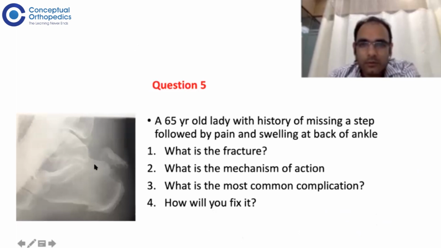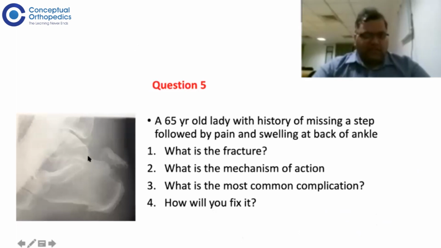Yeah, this is the next station. We have been shown a radiograph, and the history given is a 65-year-old lady with a history of missing a step. This is followed by pain and swelling at the back of the ankle. So what is the fracture? What is the mechanism of injury? What is the most common complication, and how do we fix it?